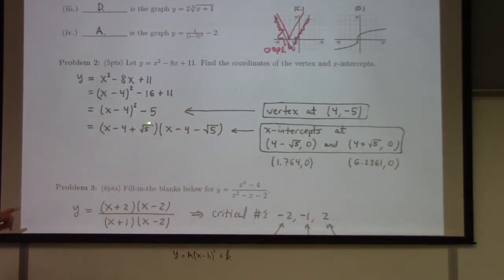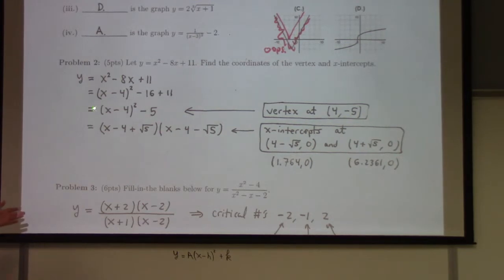Conceptually, when you plug 4 into this formula, that's the smallest it can give you, because that's where the vertex is, right? If I plug 4 into this formula, 4 minus 4 is 0, so I get minus 5. That is the smallest value the parabola takes. That's the vertex. That's where it turns around, all right? Anyway, so there's the vertex.